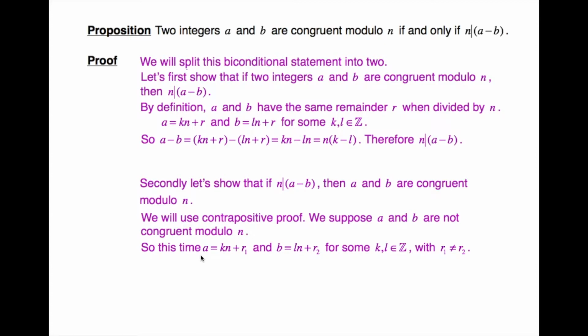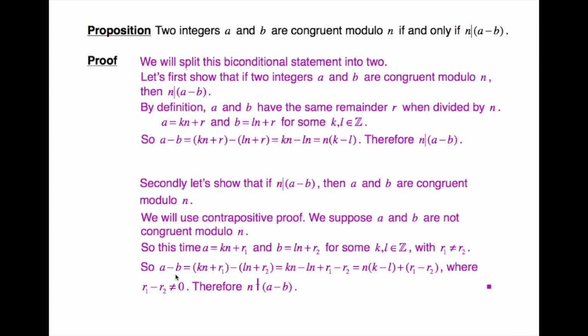So this time, it looks a lot like before, but there's a major difference. We're supposing they are not congruent. So a equals kn plus a certain remainder, and b equals ln plus another remainder, and these are different. They are different because we made the hypothesis that a and b are not congruent modulo n. So they have a different remainder.